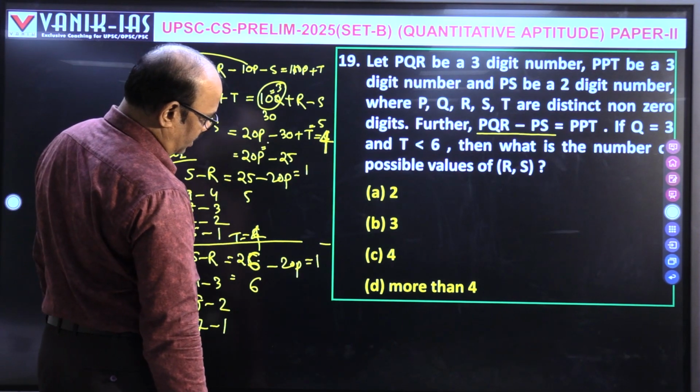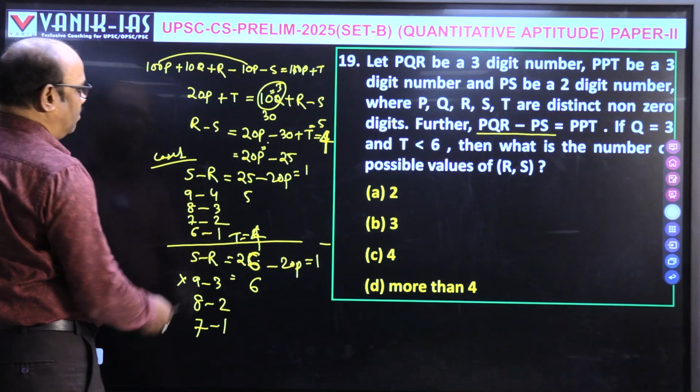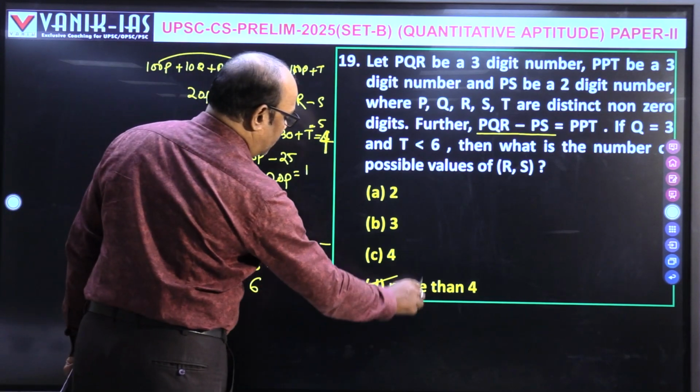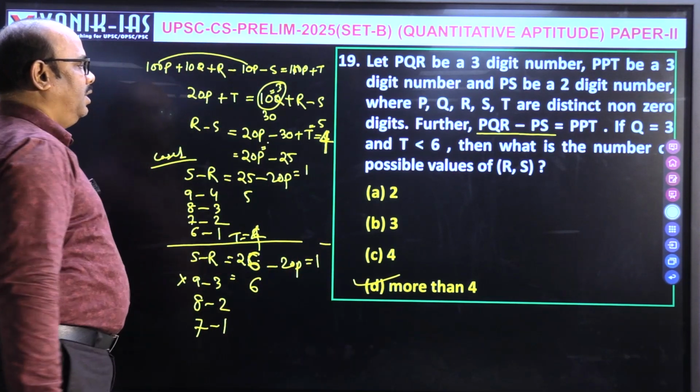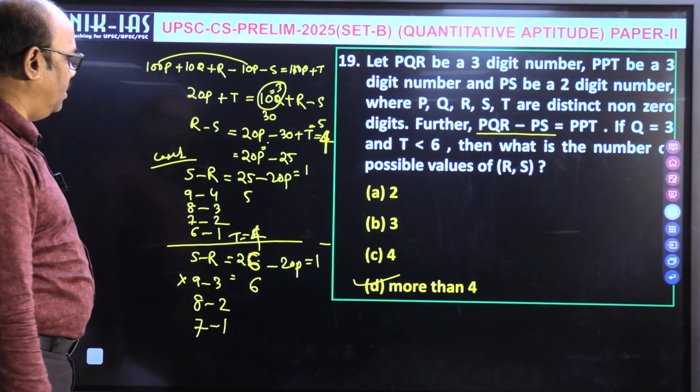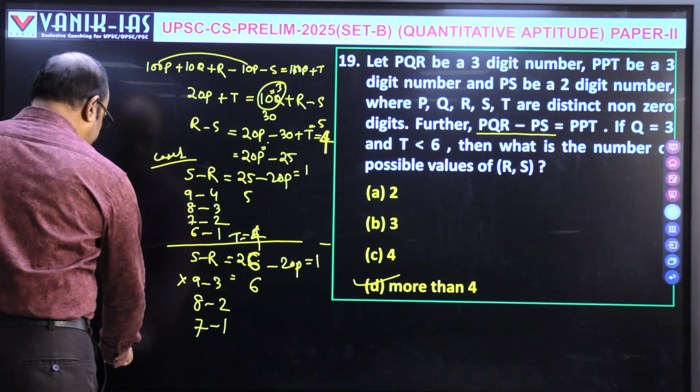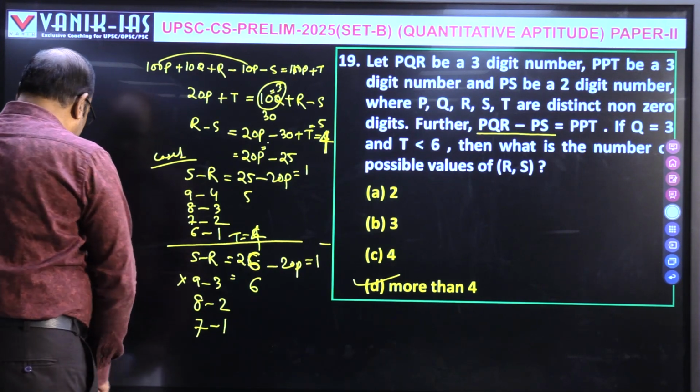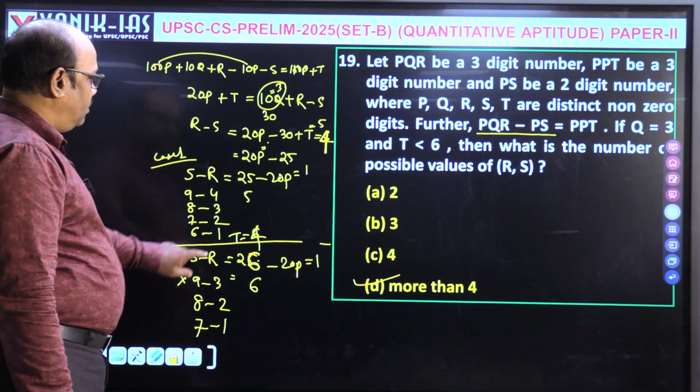Options given are 2, 3, 4 and more than 4. So obviously more than 4 is coming. That's the answer, D. Again, if T is 3, some more possibilities come. That's why the right answer is option D, that is more than 4. Next question.